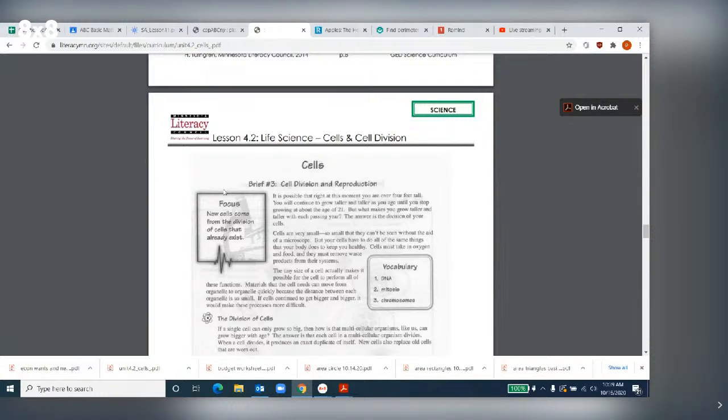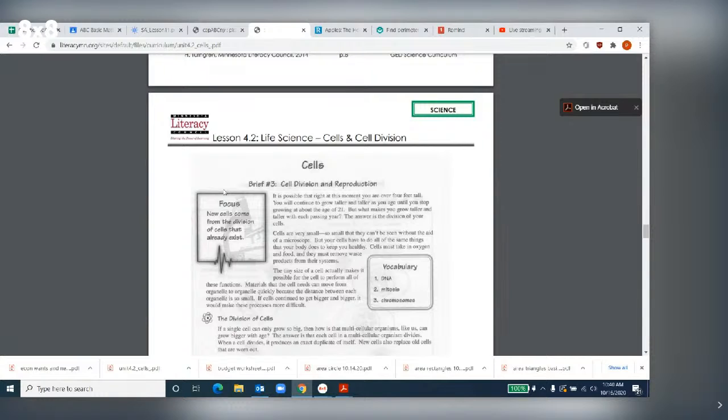So this says, is it possible that right at this moment you're 4 feet tall? You will continue to grow taller and taller until you stop growing about the age of 21. But what makes you grow taller and taller with each passing year? The answer is division of your cells. Cells are very small, so small they can't be seen without the aid of a microscope.